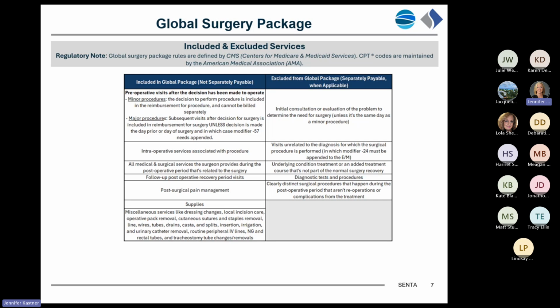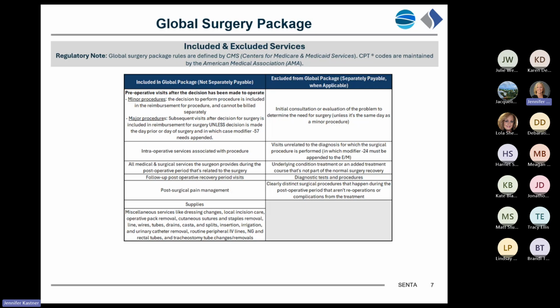Other services include the intraoperative services that are a normal and necessary part of the surgical procedure, all medical or surgical services the surgeon provided during the postoperative period unless it requires a trip back to the OR, follow-up post-op recovery period visits, post-surgical pain management, supplies, and miscellaneous services such as dressing changes, local incision care, operative pack removal, sutures and staples removal, lines, wires, tubes, drains, cast and splints, insertions, irrigation, and urinary catheter removal, routine peripheral IV lines, NG and rectal tube and tracheostomy tube changes and removals. All of these are services that are bundled into the global payment.